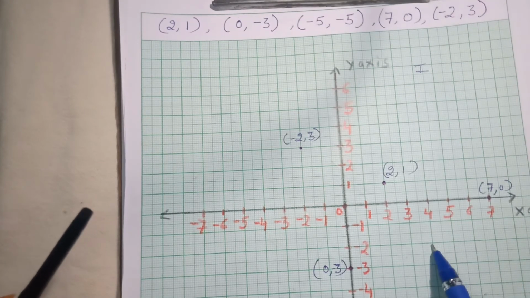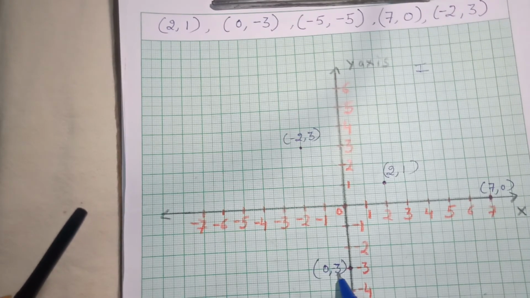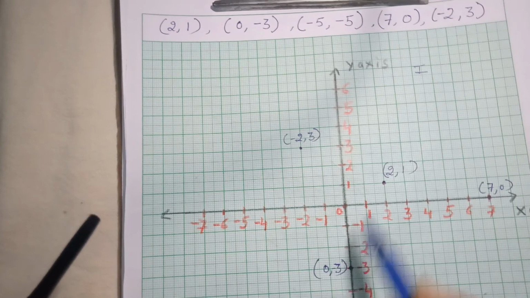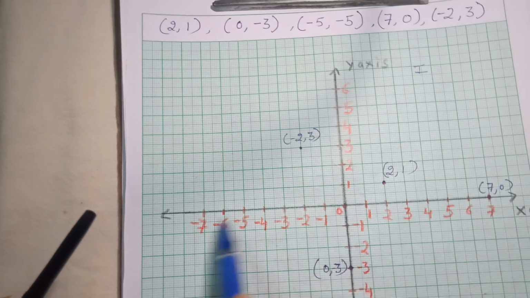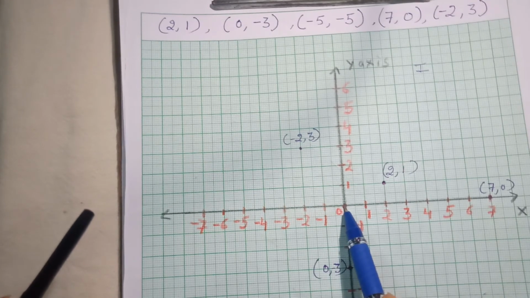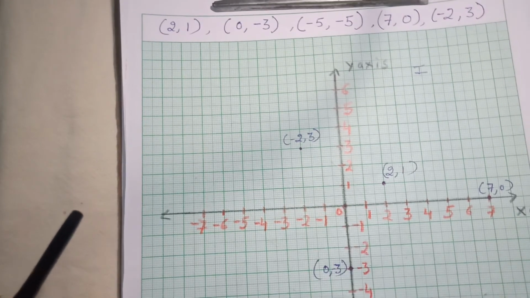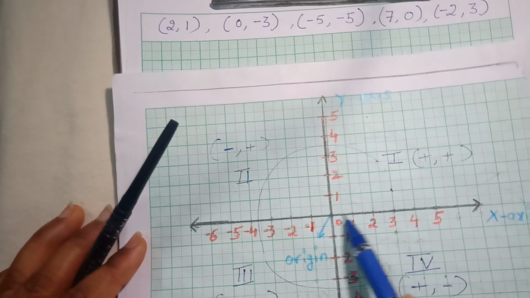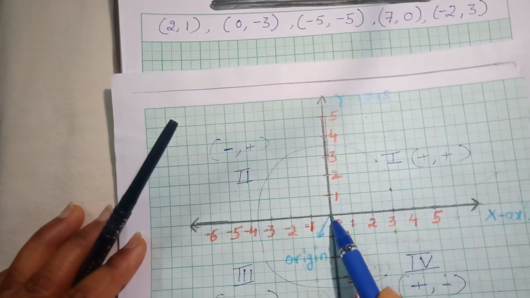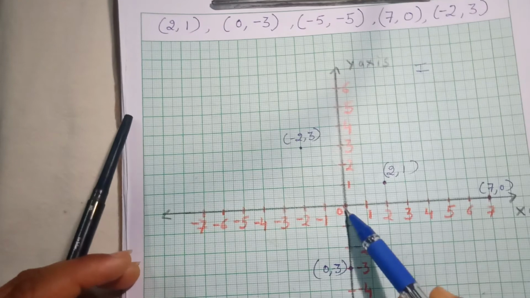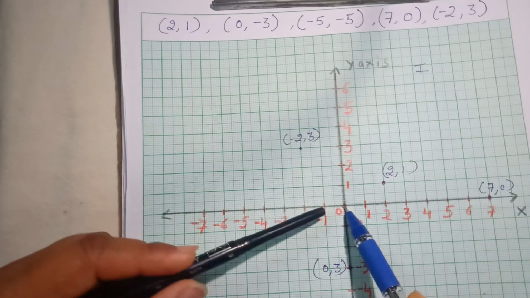Come to the next point that we have to plot, 0, minus 3. X is 0 and y is minus 3. This is the y-axis and this is the x-axis. For y and x, the value 0 is at the intersection point. O means the origin, the starting point of the axis, the positive and negative. O is called the origin. And this is taken as 0.